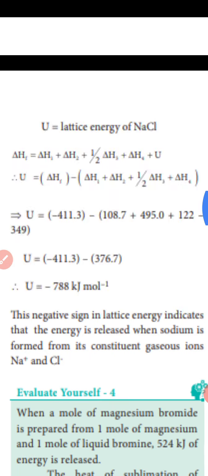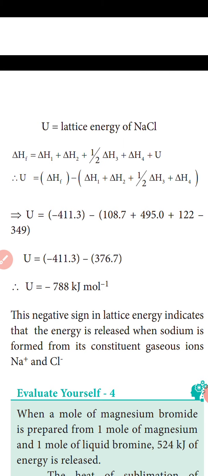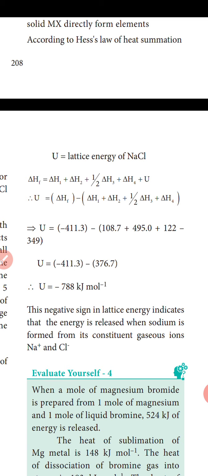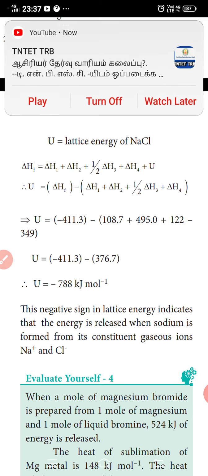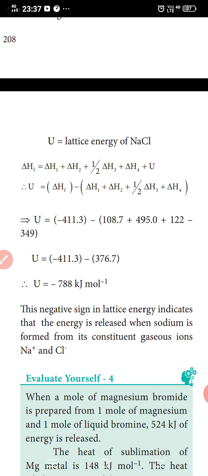So U is equal to minus 411.3 minus (108.7 plus 495.0 plus 122 minus 349). So U is equal to minus 411.3 minus 376.7, so U is equal to minus 788. The negative sign in the lattice energy indicates that energy is released when sodium chloride is formed from its constituent gaseous ions, the Na plus ions and Cl minus ions. This is the Born-Haber cycle.